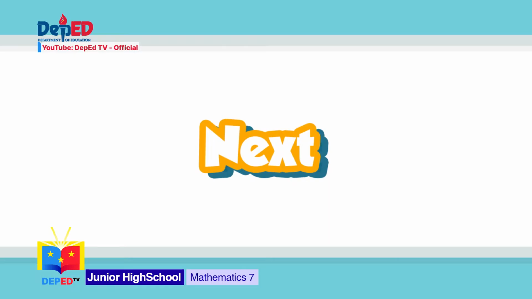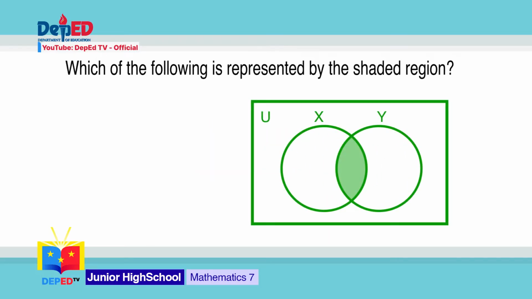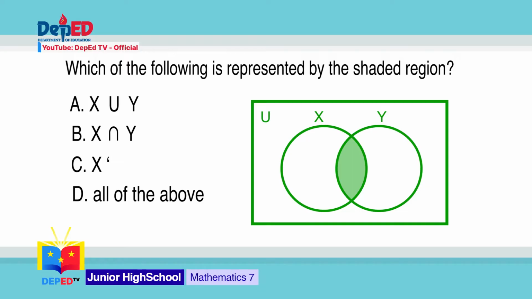Fourth question. In the Venn diagram, which of the following is represented by the shaded region? Is it A. Union of sets X and Y? B. Intersection of sets X and Y? C. The complement of X? Or D. All of the above? Timer!